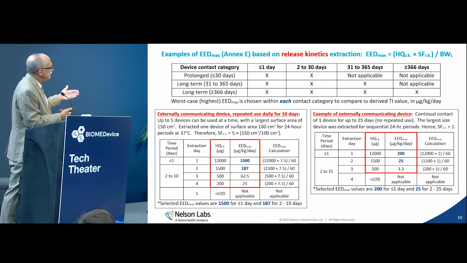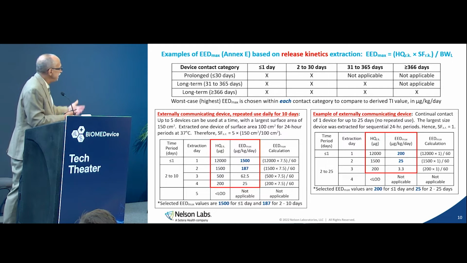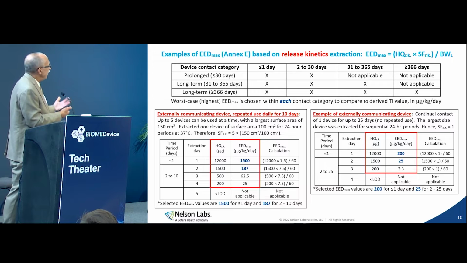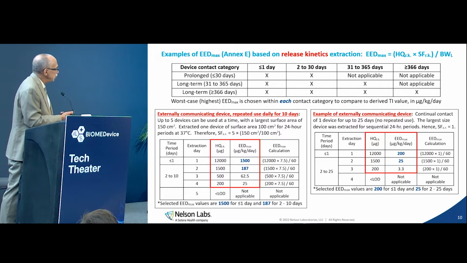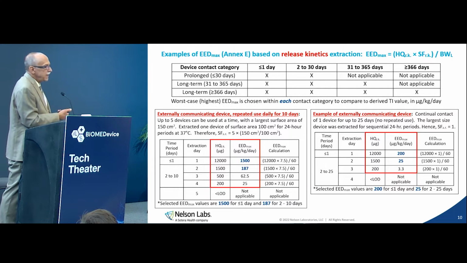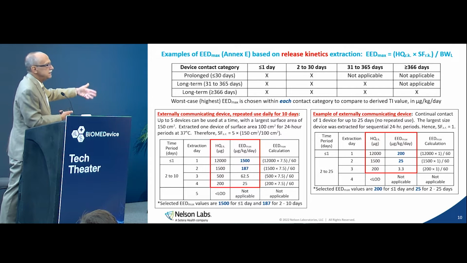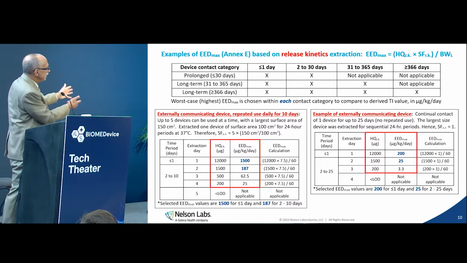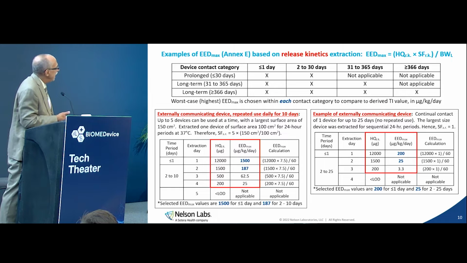For the extraction days 2 to 10, because it can be used up to 10 days, you have 3 more extractions on day 2, on day 3, and day 4. Well, as you might expect, there's a depletion curve for the extractables coming off your medical device. 1,500 micrograms, then 500 micrograms, then 200 micrograms. For this, you have to take the highest or the worst case to assess your toxicity in that interval. And the one highlighted in blue there on day 2, 187, is the estimated exposure dose.